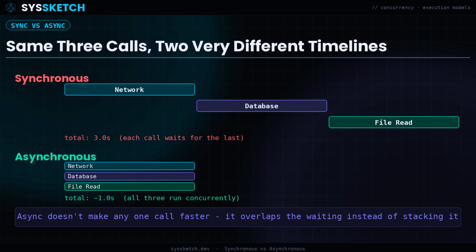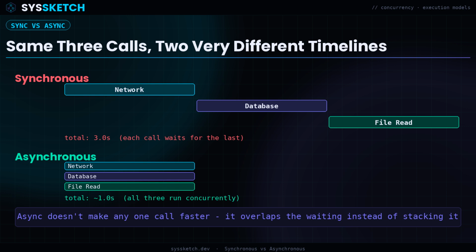It doesn't make any single operation faster. A network call still takes exactly as long to travel over the wire. What it changes is how much useful work your program can overlap while that waiting happens, which is why the benefit grows as the number of concurrent operations increases.